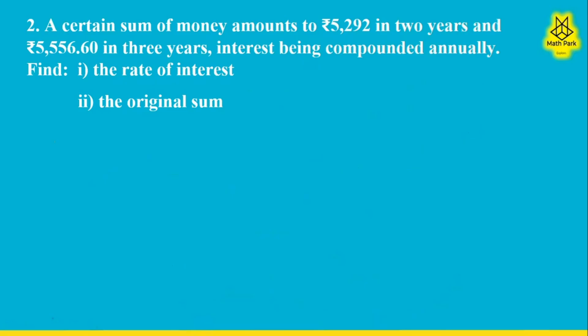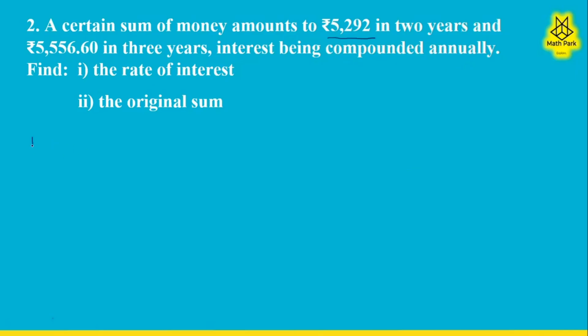After MCQ, the first question is question number 2 of this exercise. A certain sum of money amounts to rupees 5,292 in 2 years and rupees 5,556.60 in 3 years, interest being compounded annually. Find the rate of interest.